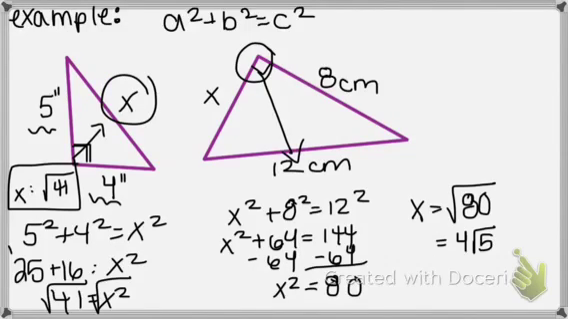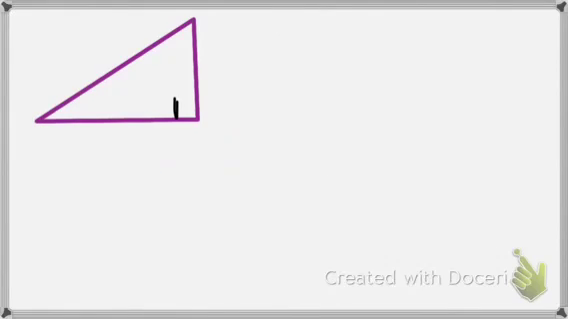If you have a TI Inspire, it will automatically reduce it for you. In order to get the approximation, remember we push Control-Enter on our TI Inspire. Okay, so that's our basic Pythagorean theorem. Now we're going to try one that's a little bit more difficult.